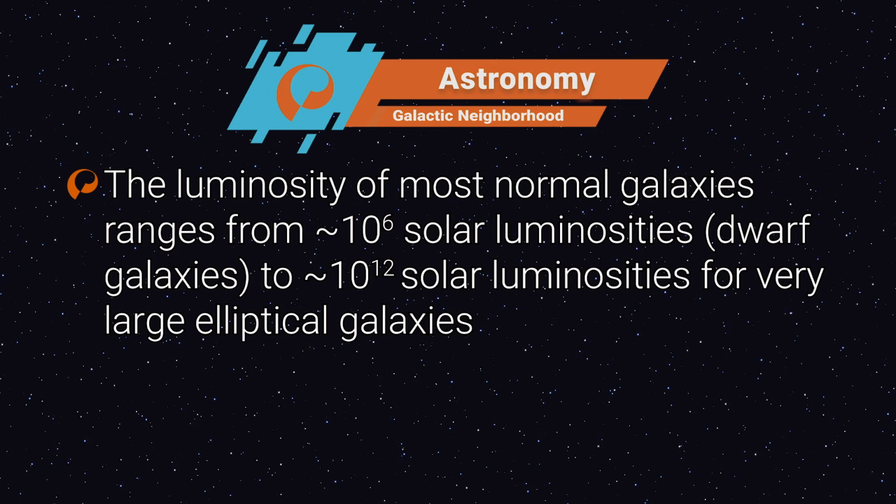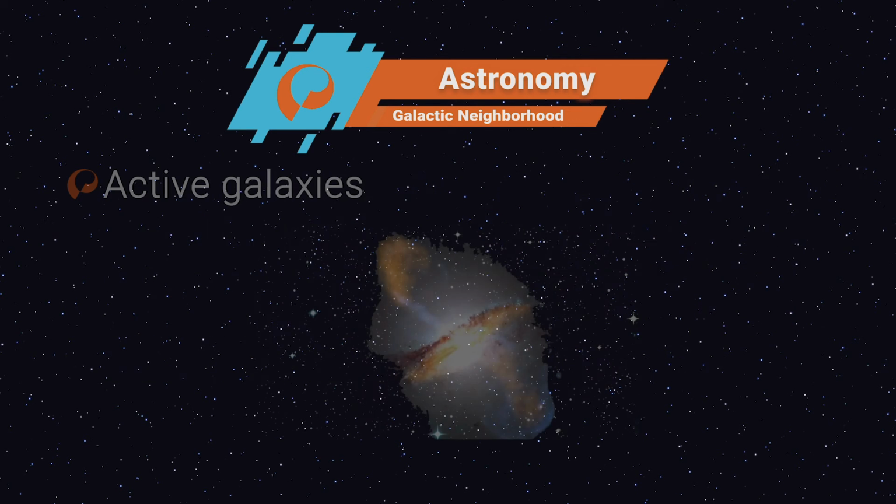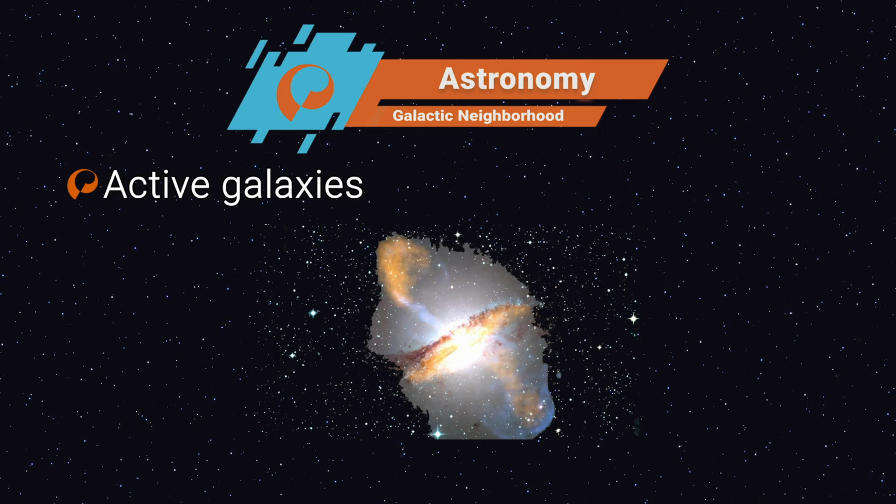dwarf galaxies, to approximately 10 to the 12th power solar luminosities for very large elliptical galaxies. As many as 40% of bright galaxies, above 10 to the 10th power solar luminosities, have a luminosity much larger than their size would normally explain and emit radiation in significantly different parts of the EM spectrum than normal galaxies. These are called active galaxies. There are many different types of active galaxies. The source of their emissions is usually in or near their cores, called active galactic nuclei, AGN.